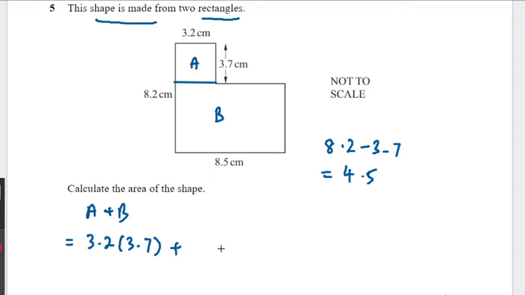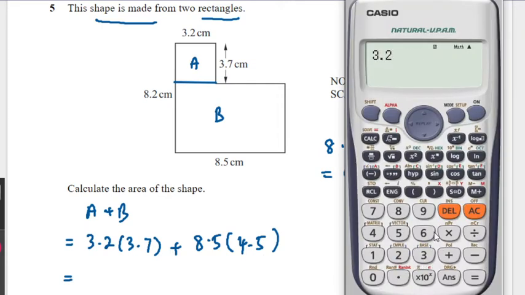7 minus 3, 4.5. Okay, so therefore the area of B here is 8.5 times 4.5. This is 4.5. So we press calculator. What is that? 3.2 times 3.7. Okay, 3.2 times 3.7. Then we plus with 8.5 times 4.5. Am I right? Okay, so you will get the answer, which is what's that?